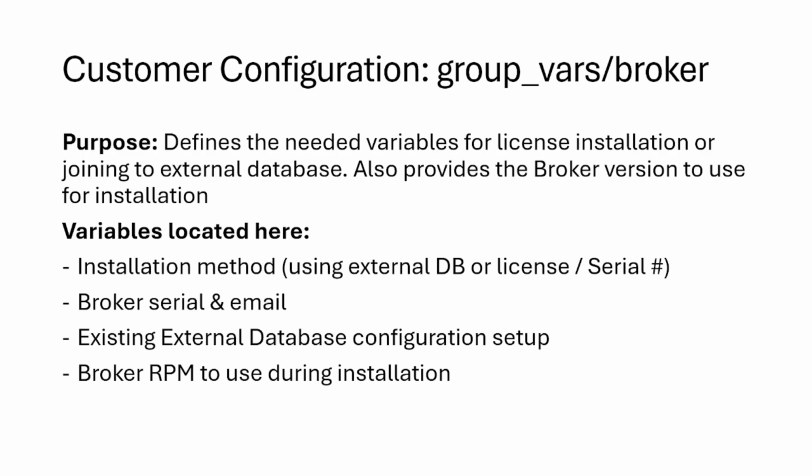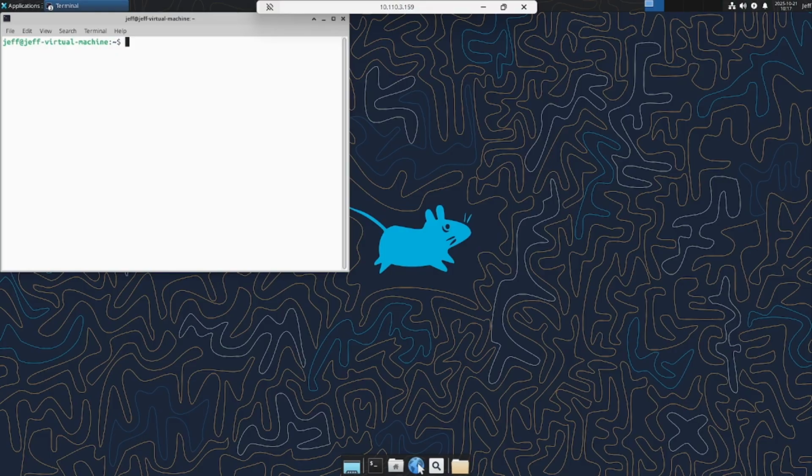And the RPM to use during installation. All right, now I'm going to walk you through a practical example of how you can utilize Terraform and Ansible to automate a Leostream deployment. For this example, I'm going to start with just ensuring you have the prerequisites installed. The prerequisites will be SSH enabled, Ansible installed, and Terraform installed.